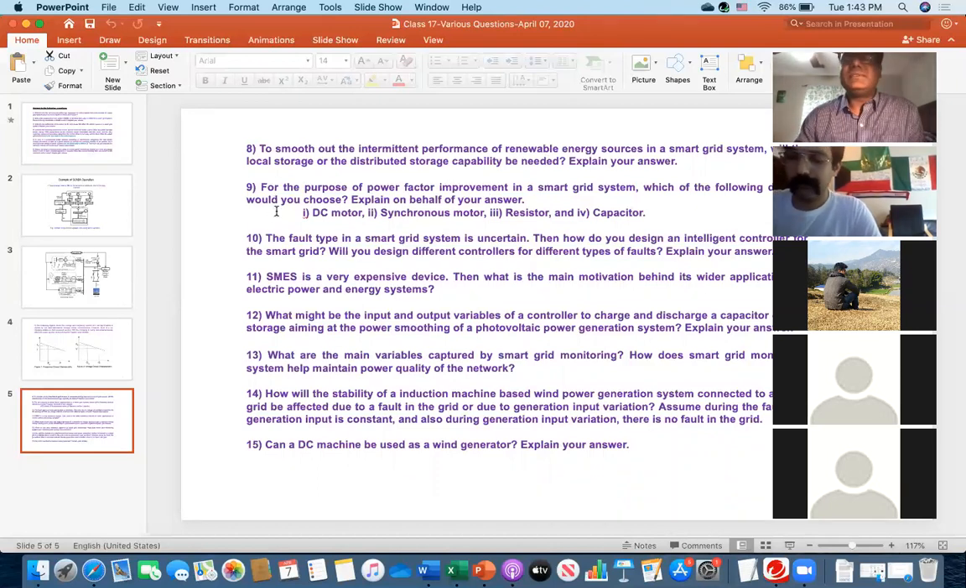Now everybody please read question number 9. This is kind of a quiz for you. For the purpose of power factor improvement in a smart grid system, which of the following devices would you choose? Explain. Capacitor. Sorry? It's a capacitor, right? Yes, that is right. And the students who have attended energy conversion, what's your answer? Answer from the energy conversion viewpoint. Can you pick any other device?